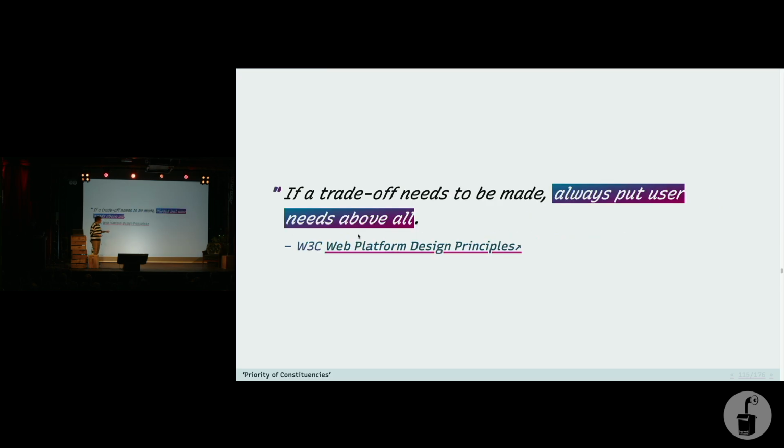So his proposal, this also became a design principle: if a trade-off needs to be made, always put user needs above all. I think that's great. But we're at the top of the cascade, so what's going on? His proposal was that we would all add a percentage after every value. Color blue, 64%. That's how much we care, as a percentage. I love this system.